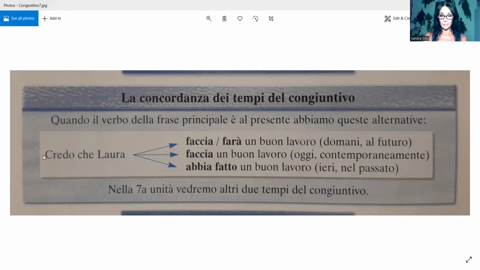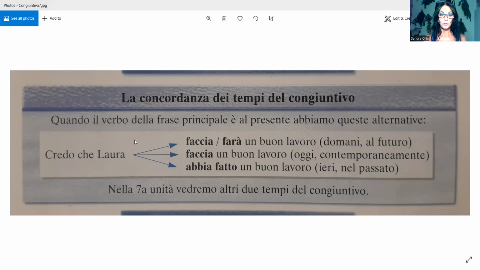So let me read each of them, and we'll see each of them separately. So the beginning of the sentence, "credo che Laura." I believe that Laura, so after "credo" we would need congiuntivo, because credere is one of those verbs that requires congiuntivo. However, let's see exactly what we are going to say after this.